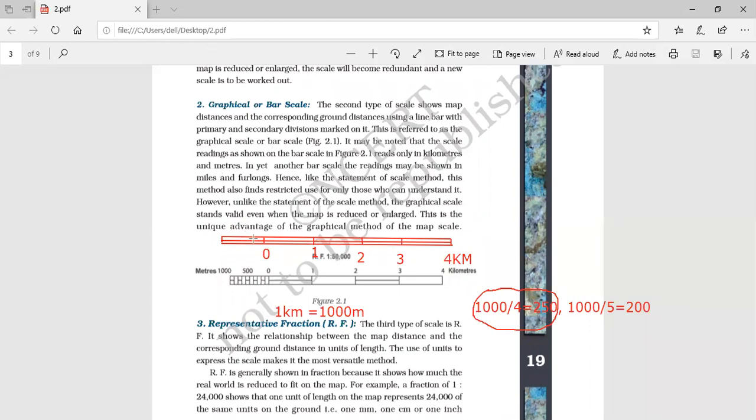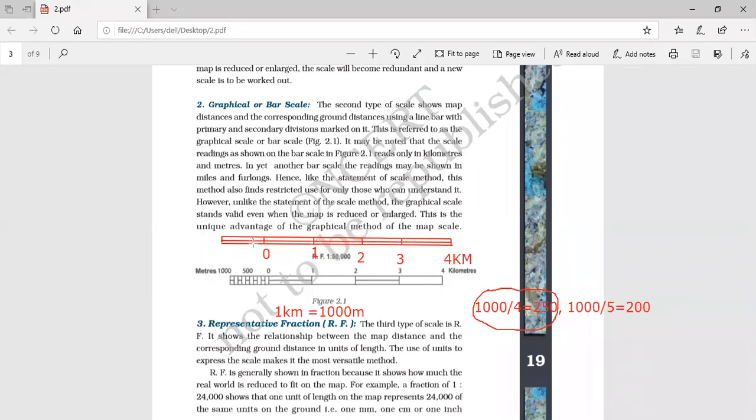Now I'll make 5 lines. This is 1, this is 2, it's not touching the line. This is 1, this is 2, 3. These are not equal. Please make sure you make them equal. You can calculate with the help of a scale.